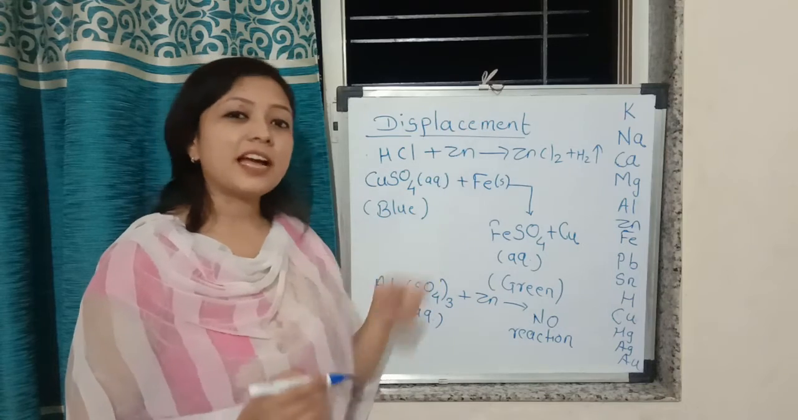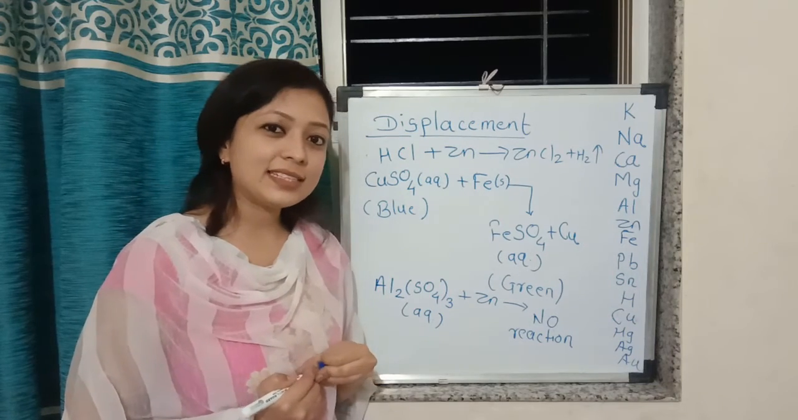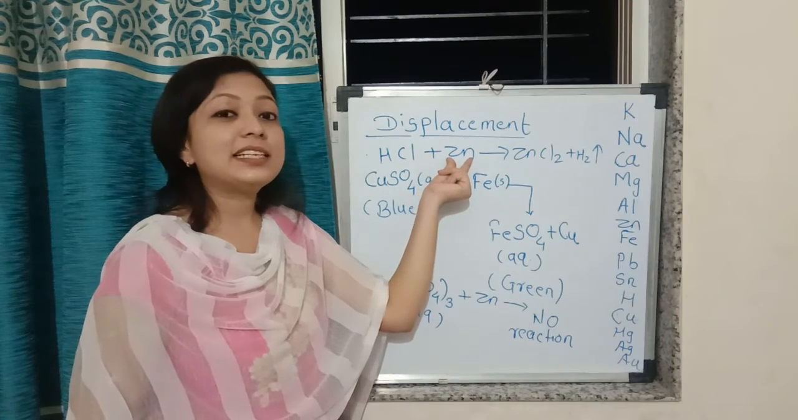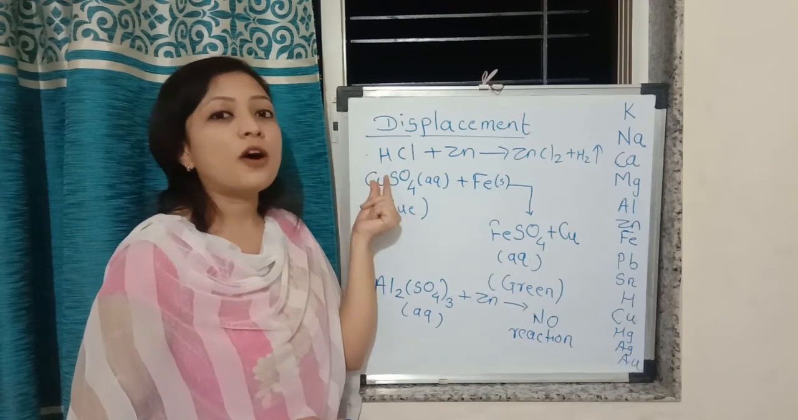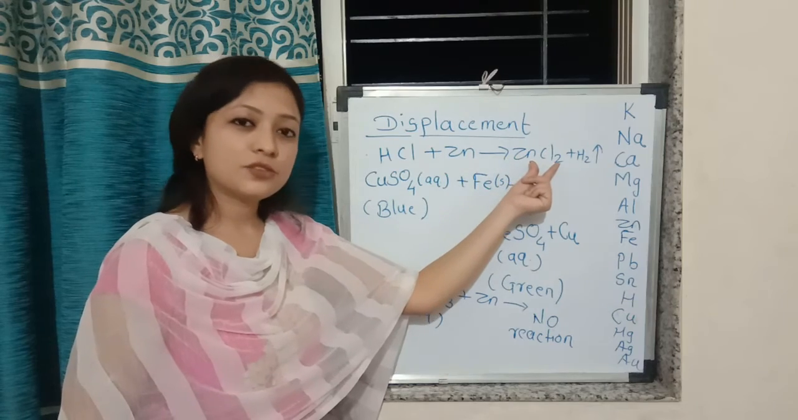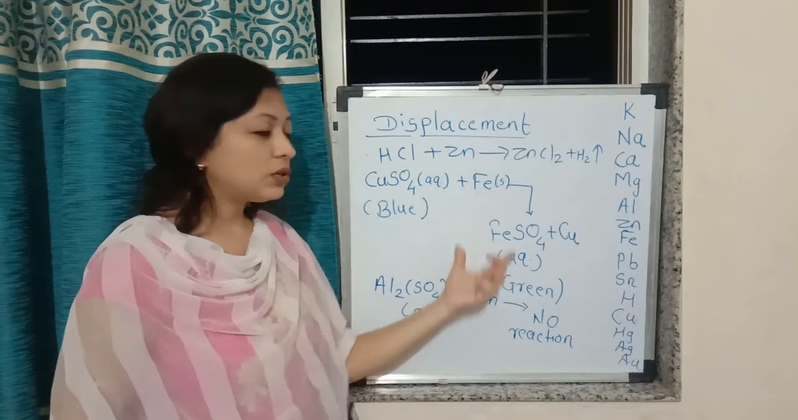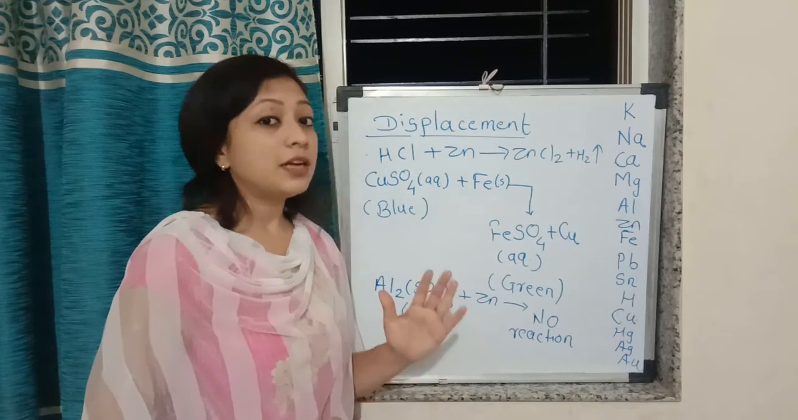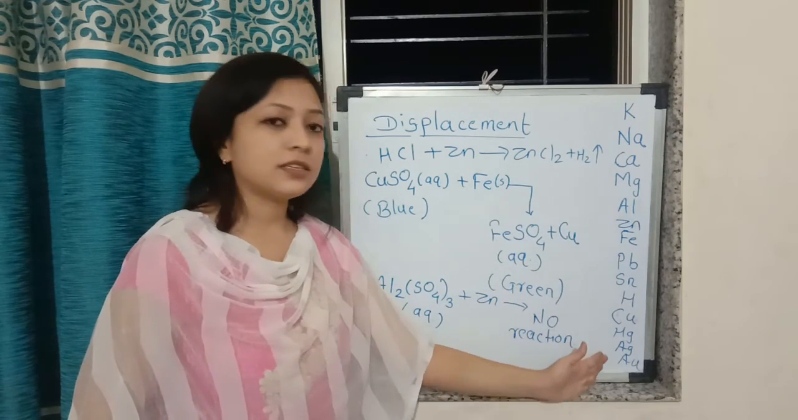So displacement type of reaction can be defined as a type of reaction in which the metal displaces hydrogen from acid to form salts. Note down the points written on the board, and it is very important to learn the reactivity series of metals.